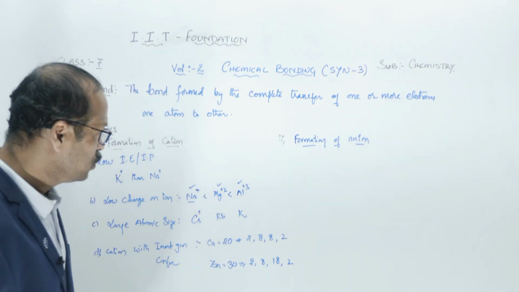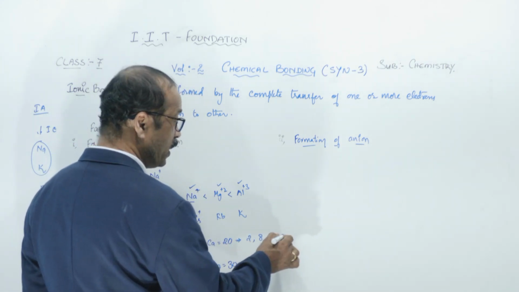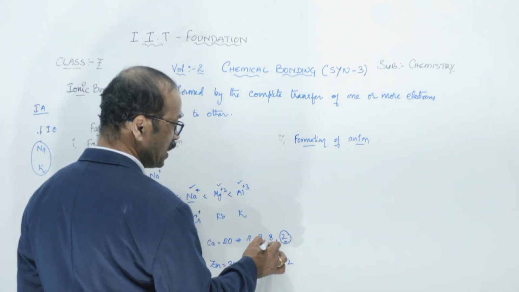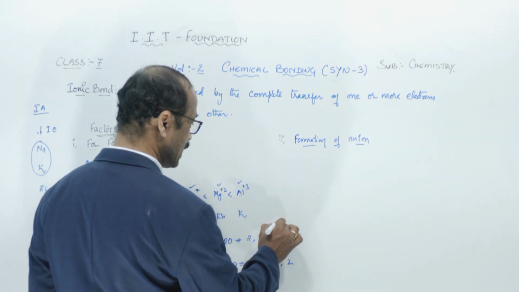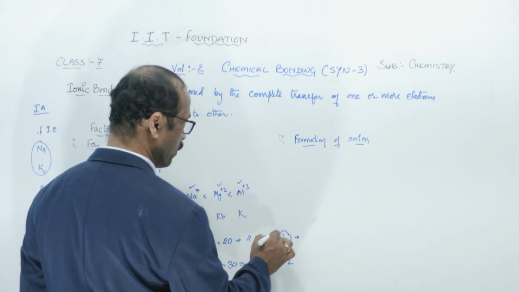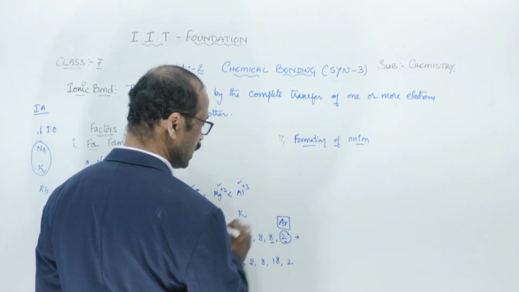Okay. So now calcium loses 2 electrons to attain stability. When it loses these 2 electrons, how many electrons does your outermost shell have? 8. So by losing 2 electrons, it attains the electronic configuration of argon, which is an inert gas.